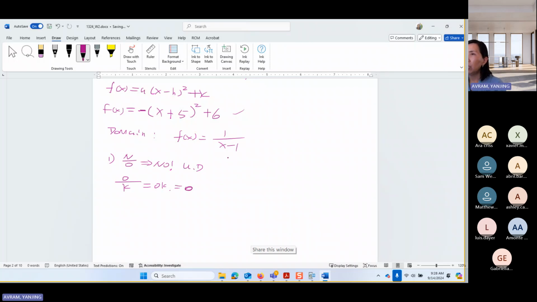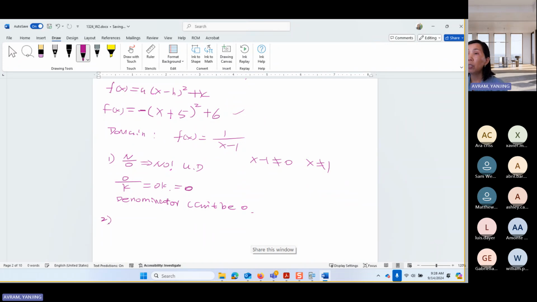So my denominator here is x minus 1. x minus 1 cannot be equal to 0. That means x cannot be equal to 1. So that's rule number 1. Rule number 1 for the domain is: denominator cannot be 0.